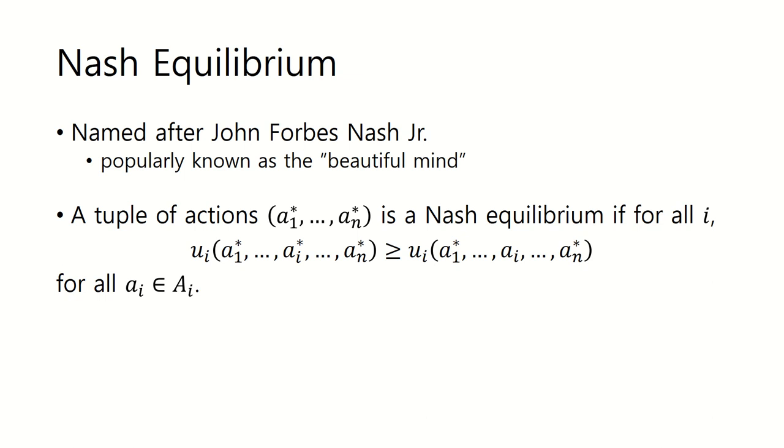What this means is, given the other players' actions, which are given by this Nash equilibrium action, player i cannot be better off by changing his or her action. So player i has no reason to change his or her action. And this is true for everybody. This holds for everybody, for all i. Then we call such a situation a Nash equilibrium. So this is the definition of Nash equilibrium.